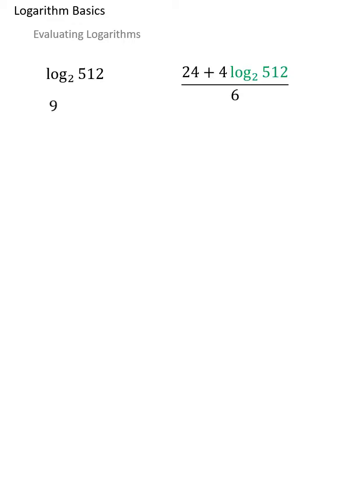So to simplify this expression, I have to first find the value of the log base 2 of 512. Well, as we discussed earlier, that's 9. And now that I've done my functions and other groupings and parentheses, which is in general your first step in the order of operations, now I can continue. The rest you probably know.